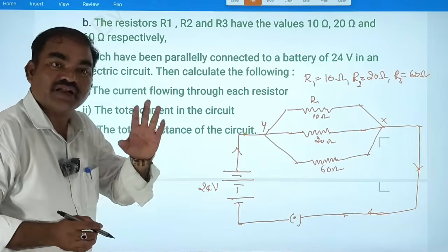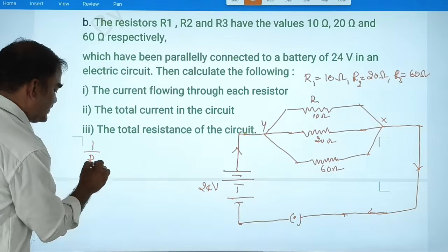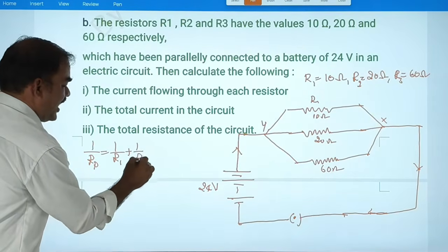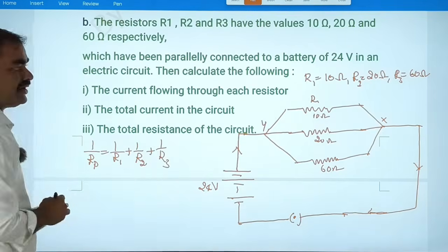To find the total resistance of the circuit, we have 1 by Rp equals 1 by R1 plus 1 by R2 plus 1 by R3.